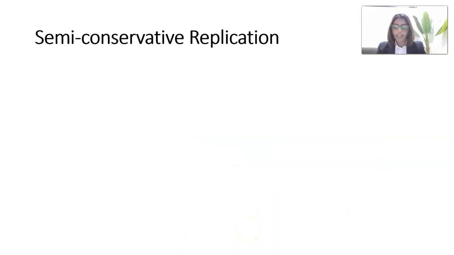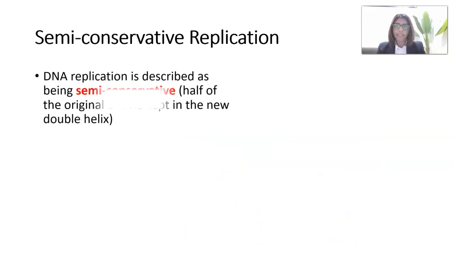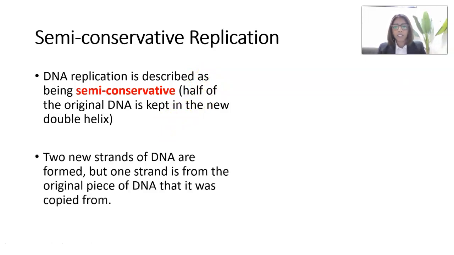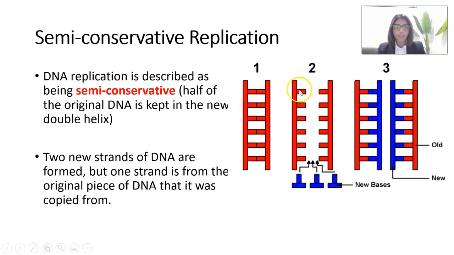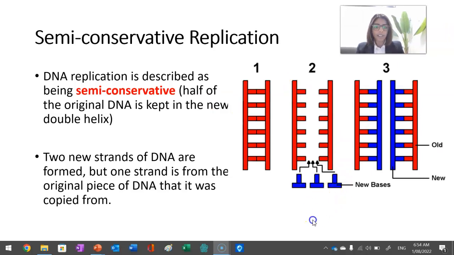Now, DNA replication is described as semi-conservative. The word semi means half, and to conserve is to keep. So the reason why it's called semi-conservative replication is because half of the original DNA is kept in the new double helix. So we have two new strands that are formed from DNA, but one is the original strand, and you can see that here in this diagram.